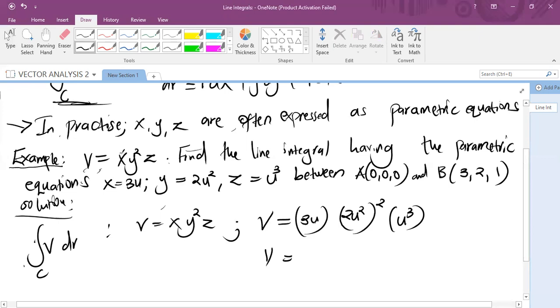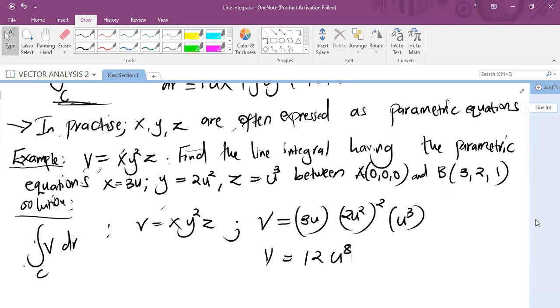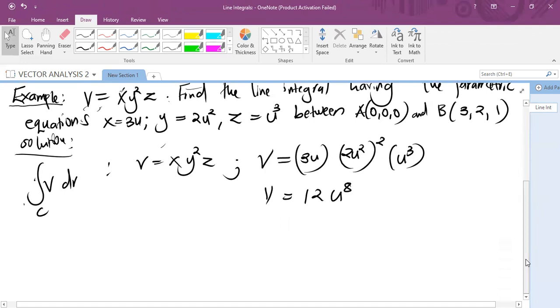So this will give me u raised to power 1, u raised to power 4, that's u raised to power 5, then u raised to power 3, that's u raised to power 8. 3 multiplied with 4, that will be 12. So the value of my V is 12u^8. Okay, fine. Next, let's get the values of dr.